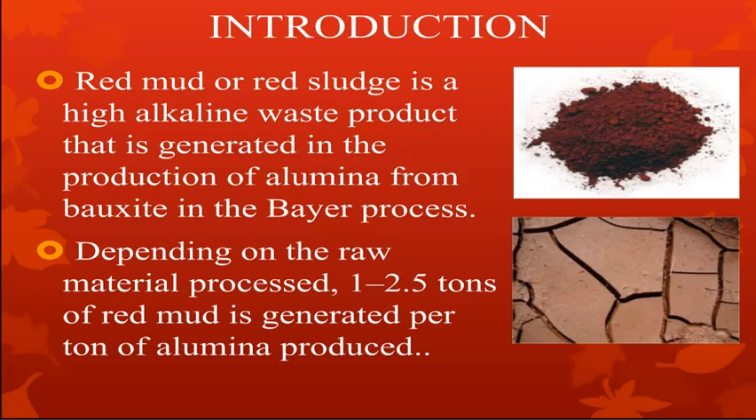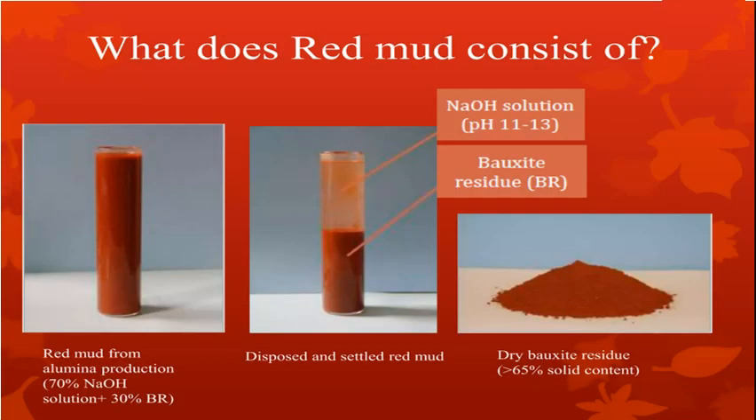What is red mud? Red mud is a high alkaline waste product that is generated in the production of aluminium from bauxite in the Bayer process. Depending on the raw material process, 1 to 2.5 tons of red mud is generated per ton of aluminium produced. Here is the next slide.